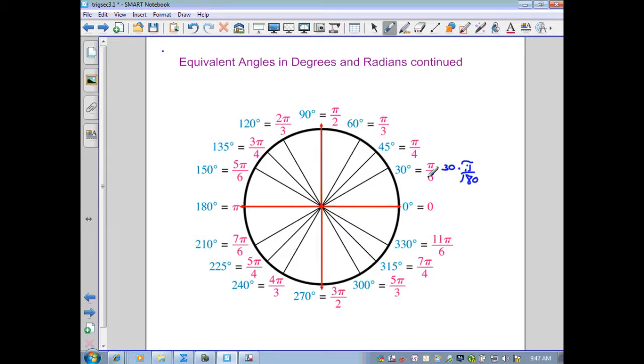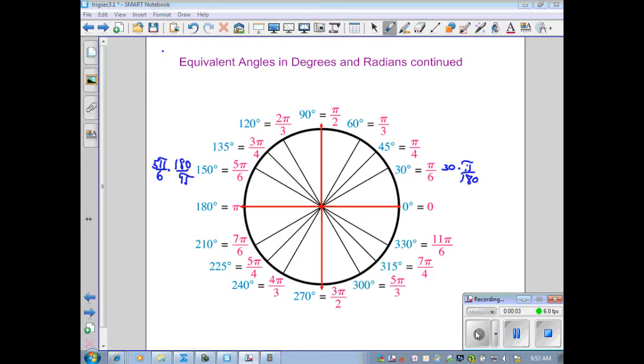Similarly, to go from 5 pi over 6 to 150, I would just multiply 5 pi over 6 times 180 over pi, and then simplify. The pi's would cancel out. 180 divided by 6 is 30. 30 times 5 is 150 degrees.